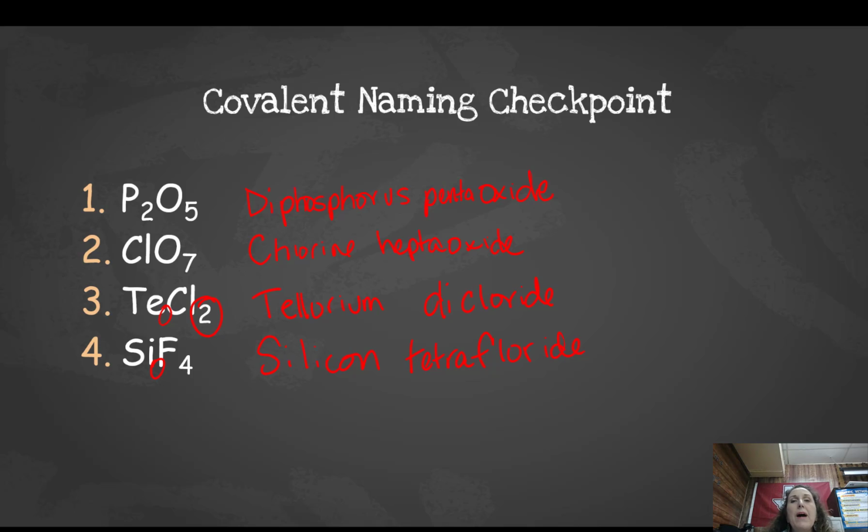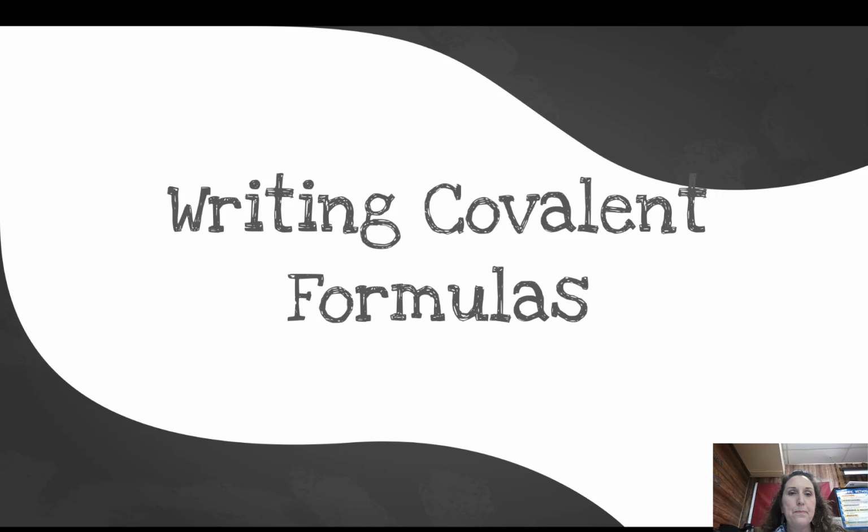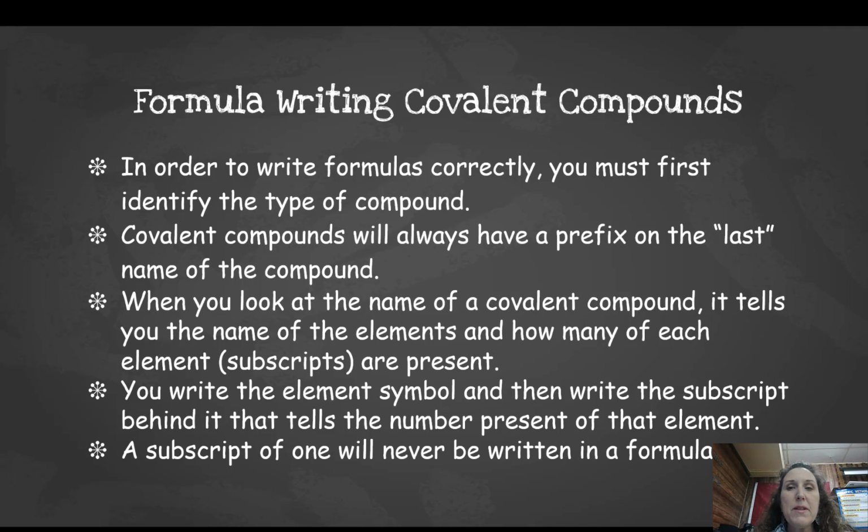All right, so now we know how to name them. Can we go the opposite direction? Can we see diphosphorus pentoxide and know what the formula is? In order to write formulas correctly, you have to first identify the type of compound. Covalent compounds will always have a prefix on the last name of the compound, so that's how you're going to know if it is a covalent compound. Again, if you see 2 nonmetals paired together and the last one has a prefix, you know that it is a covalent compound.